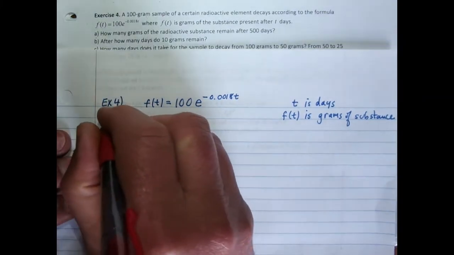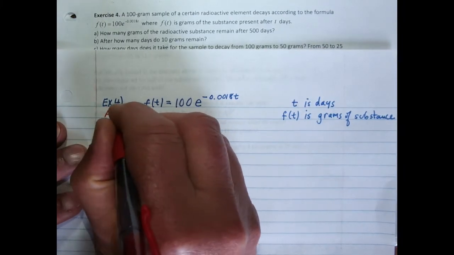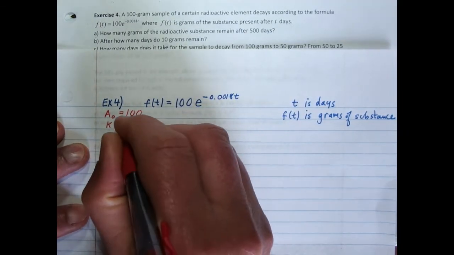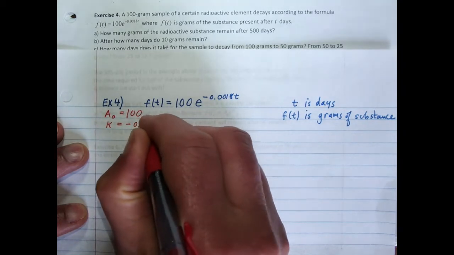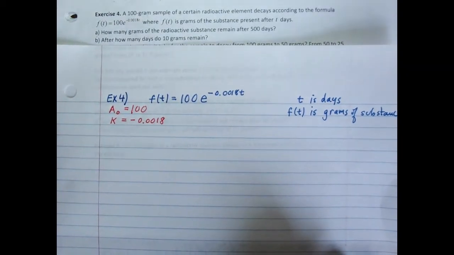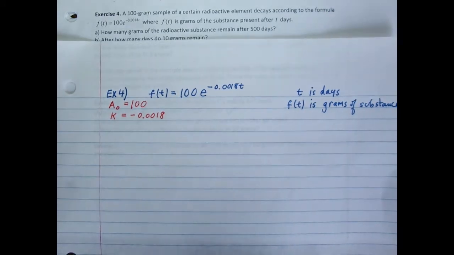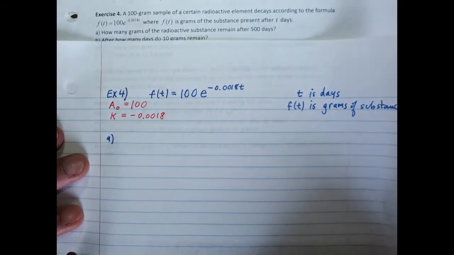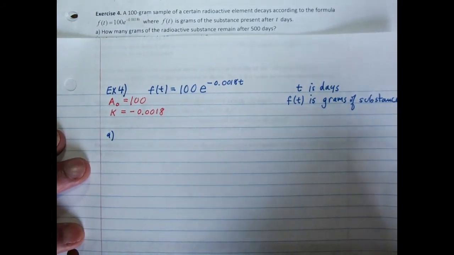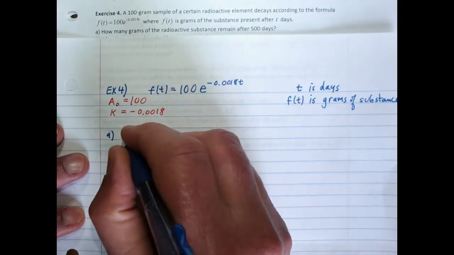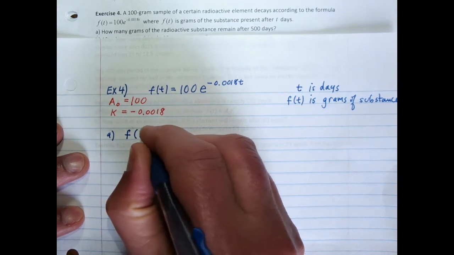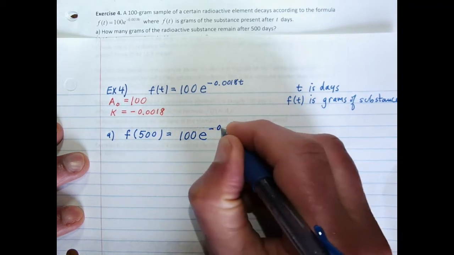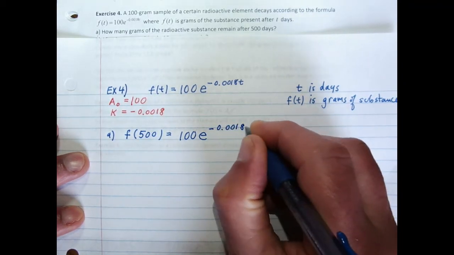And I just want to note down, so what we call A0 is 100, and what we call k, in this case for this function, is that negative 0.0018. So a negative k value is a signal that we're in an exponential decay situation. So let's start answering these questions. How many grams of the substance remain after 500 days? We just have to evaluate f of 500, which is 100 e to the negative 0.0018 times 500.